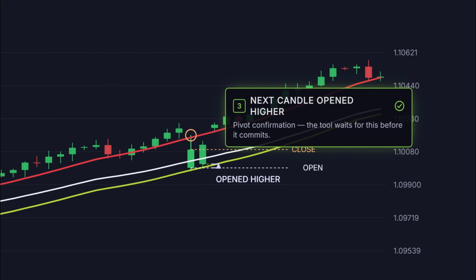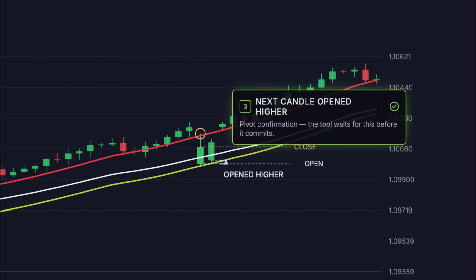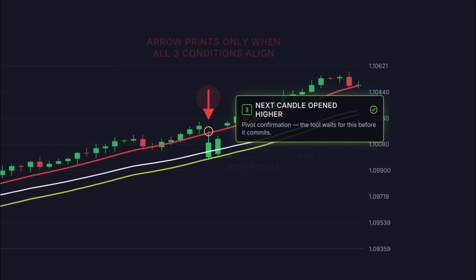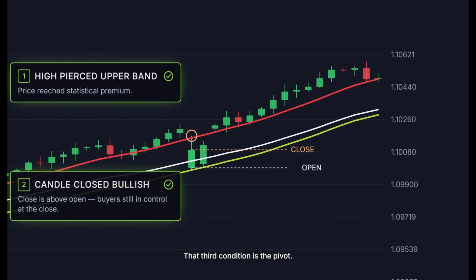And 3. This is one nobody notices. The candle has to open higher than the previous candle's open. That third condition is the pivot.